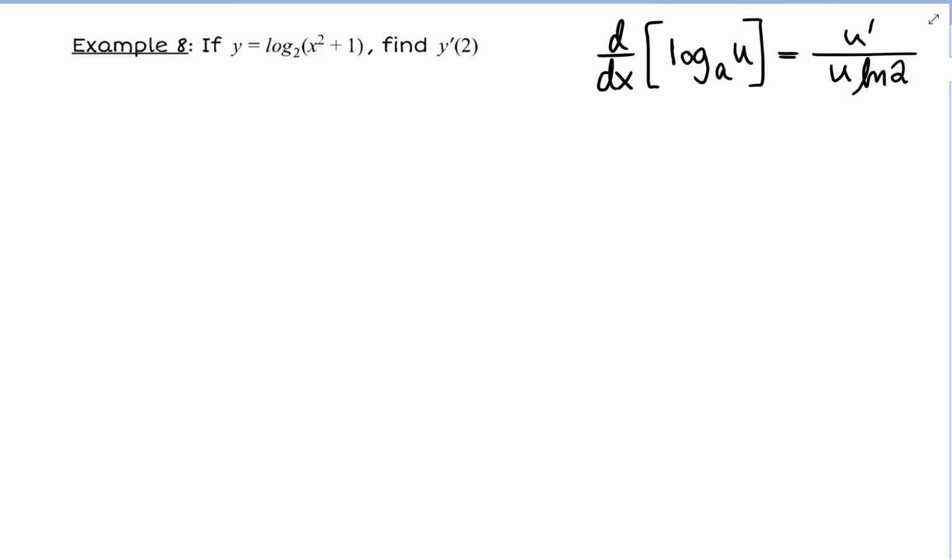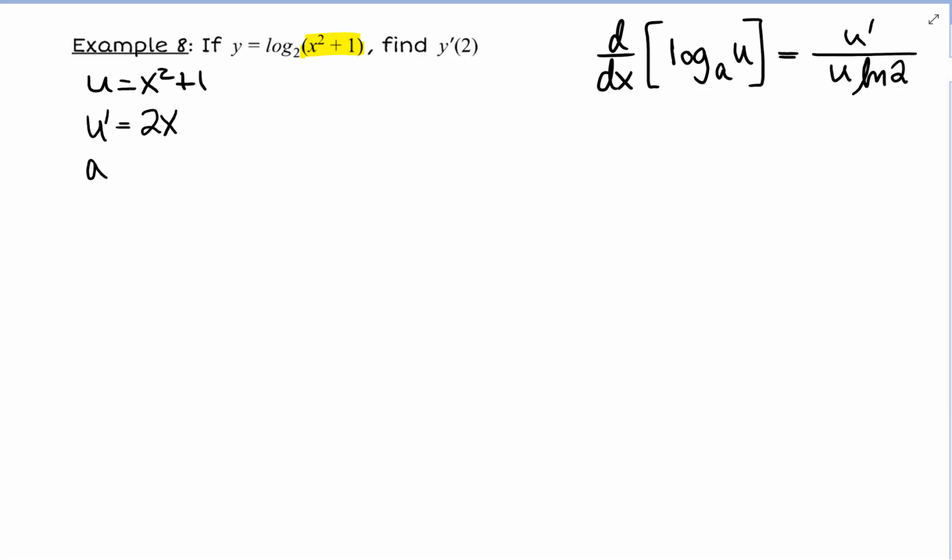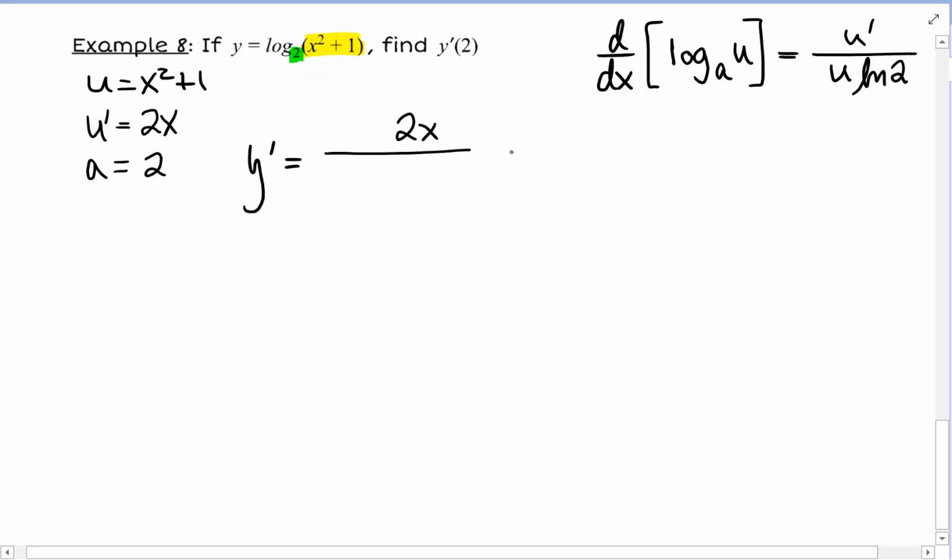If y equals log base 2 of the quantity x squared plus 1, find y prime of 2. So we have this nice little formula here, and u is equal to x squared plus 1, which makes u prime equal to 2x, and a is the base of our log. So a is 2. We're going to plug it in. U prime over u times natural log of a.